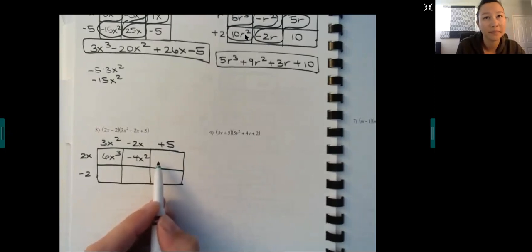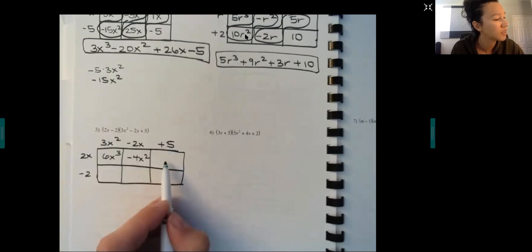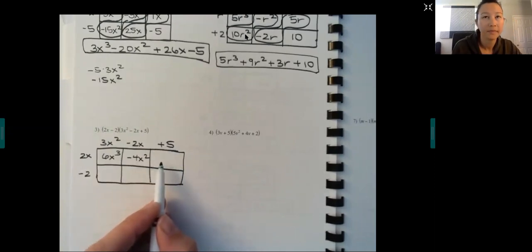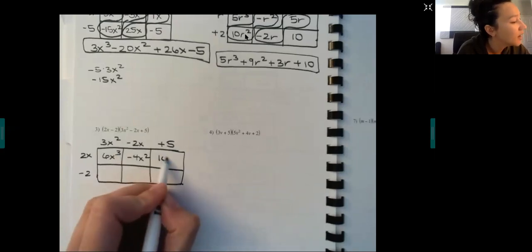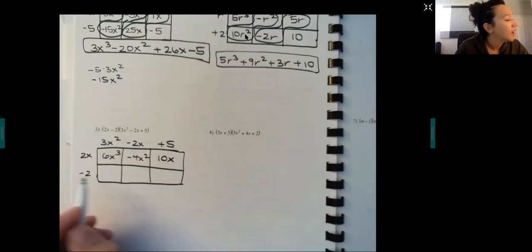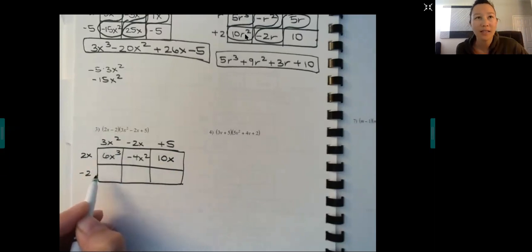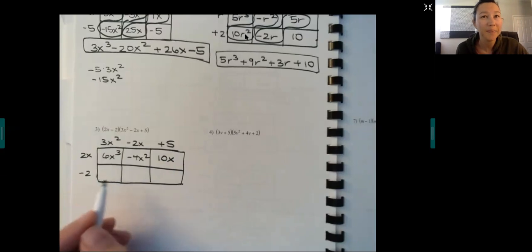This next box, Bella, what did you get for this box? 2x times negative 2x? I got negative 4x squared. Excellent, thank you. And then 2x times 5 for this box. Jaden, what did you get for this box, 2x times 5? Yep, thank you, 10x, excellent. And Kaleni, this box, negative 2 times 3x squared gives us, Kaleni, no? Sorry. Oh, no problem. It's negative 6x squared. Excellent, thank you.